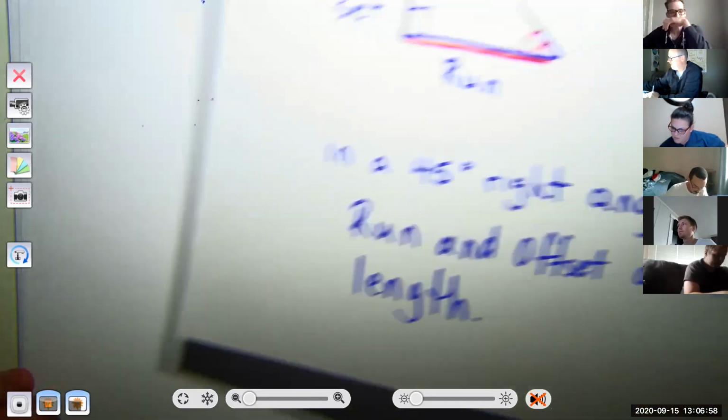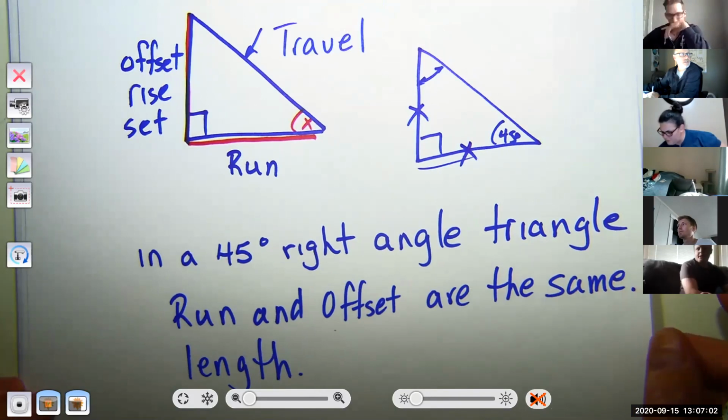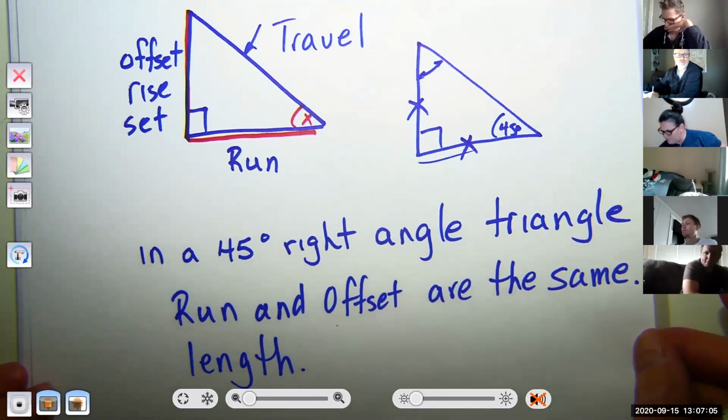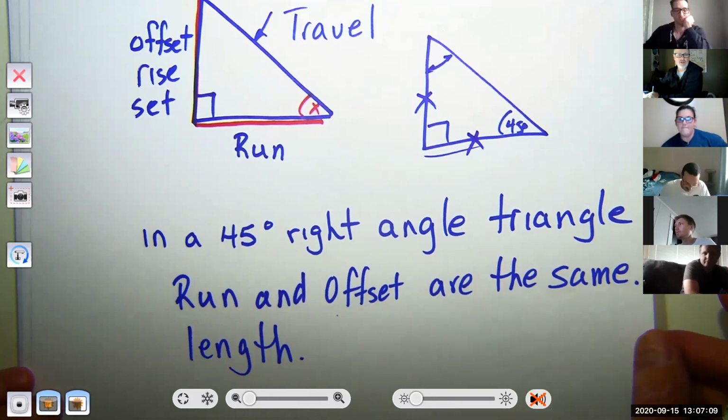Okay, I'll hold that for a second. I just want to make sure that if you're writing it down, you write it down: in a 45-degree right angle triangle, run and offset, or rise and run, are always the same.